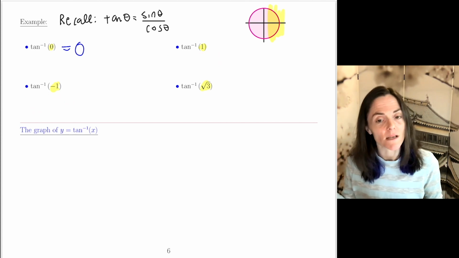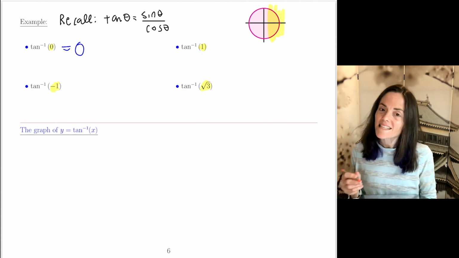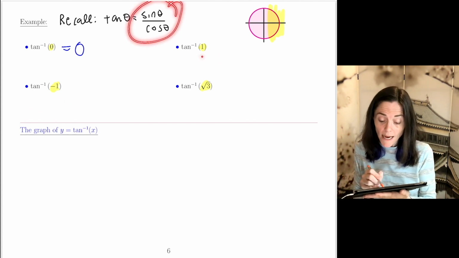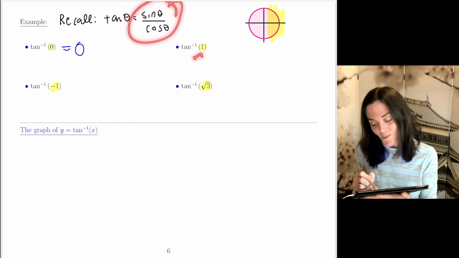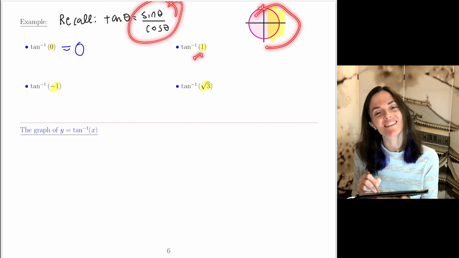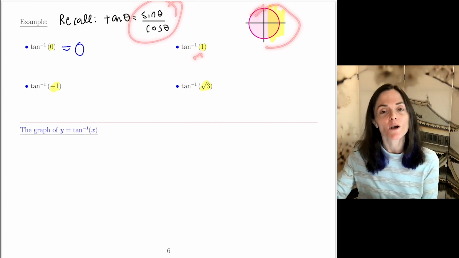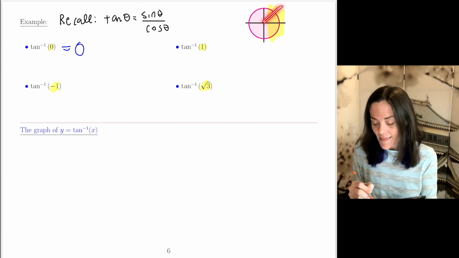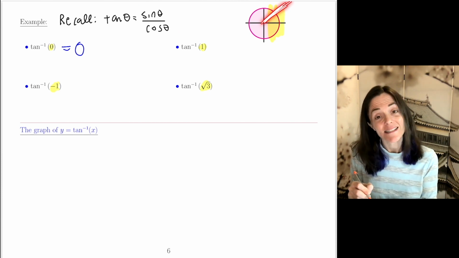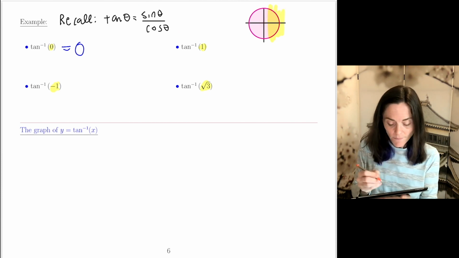So tan inverse of 1. What does that say? So sine over cosine equals 1. And, well, we are between minus pi over 2 and pi over 2. Sine over cosine equals 1 says sine and cosine are equal. And that happens here. It happens at pi over 4.